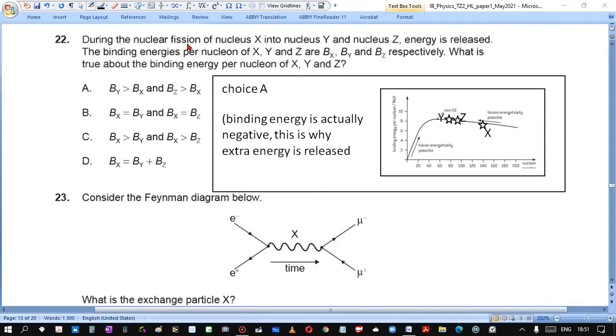During nuclear fission, nucleus X divides into nucleus Y and nucleus Z, and energy is released. The binding energy per nucleon of X, Y, and Z are Bx, By, and Bz respectively. What is true about binding energy per nucleon of X, Y, and Z? So if we recall this diagram, binding energy of X is less than binding energy of Y and Z, so we choose choice A. I want to tell you that here is confusion and binding energy is negative. This is why extra energy is released.